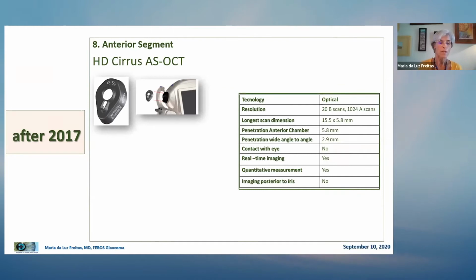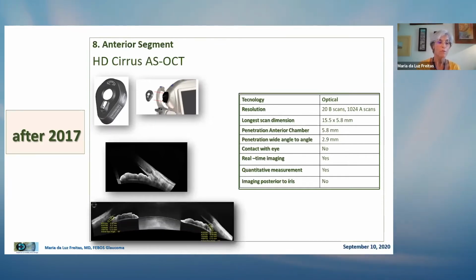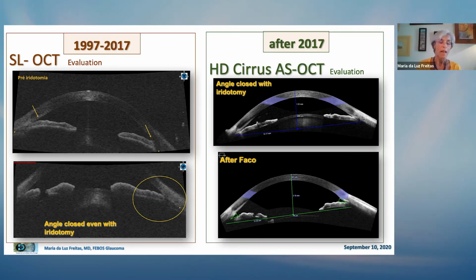Concerning the Cirrus HD OCT, the anterior segment lens enables large amplitude scans and not only analyzes but also quantifies with a very good definition, like the SL OCT, and helps in the post-treatment evaluation too. Here you can see patients who, although submitted to iridotomy, had iridocorneal contacts that did not change. In the lower slide, you can see the opening of the angle after cataract surgery.